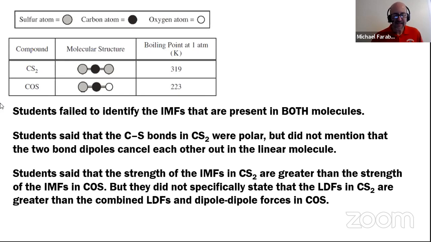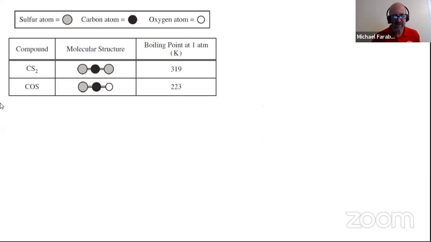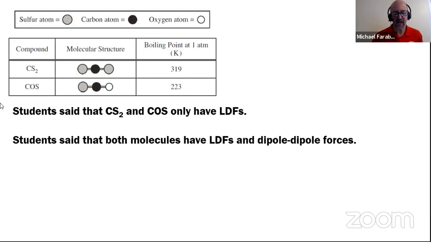Some students said CS2 has stronger intermolecular forces and then just stopped there. They didn't actually identify specifically the London dispersion forces in CS2 are greater than the combined LDFs and dipole-dipole forces in COS. And then some students reversed the explanation because they were confusing boiling point with vapor pressure. So they thought that 319 was a higher vapor pressure and somehow had weaker forces. Some students said that the CS2 and the COS only have LDFs. That's incorrect because COS also has dipole-dipole forces.